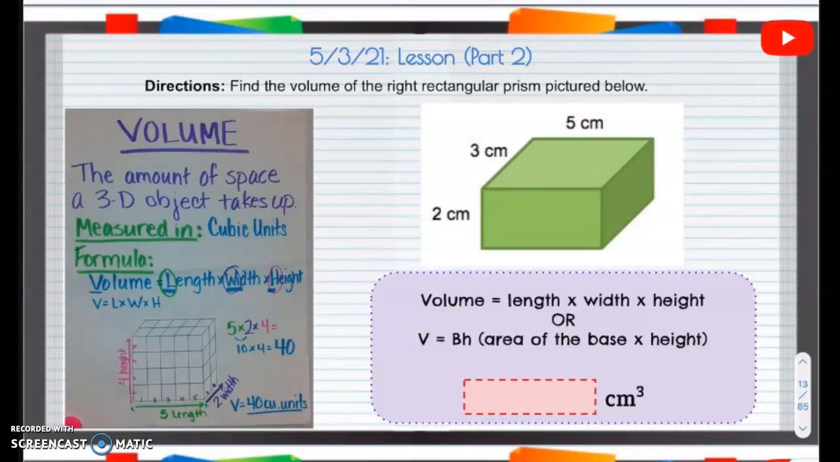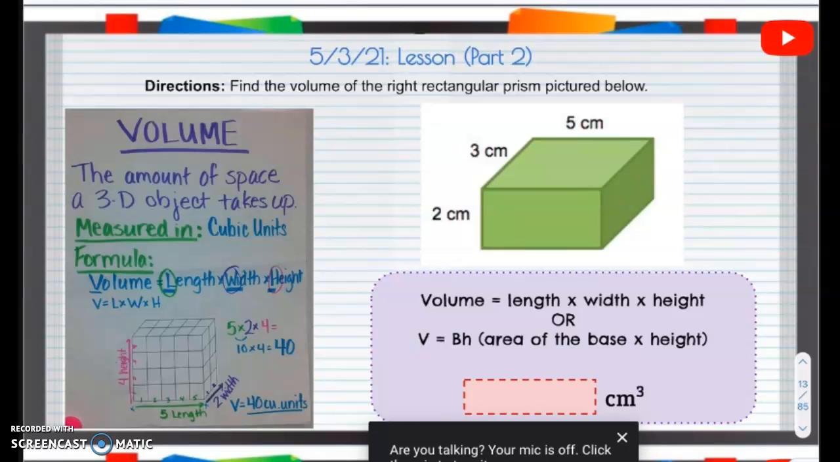All right, our lesson part 2. So we're going to find the volume of this right rectangular prism. So the volume is always going to be that length times width times height, or the area of the base, so the area of one of the sides, and then you multiply by the height, because essentially that's the length times width, and then you multiply by that height.